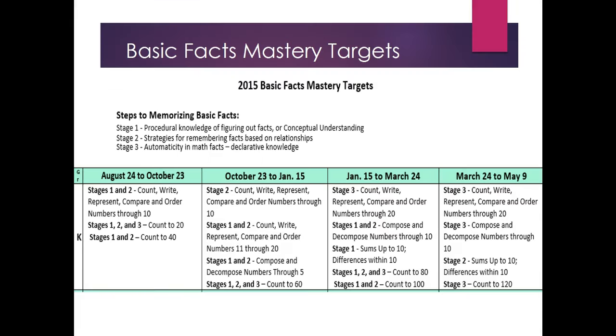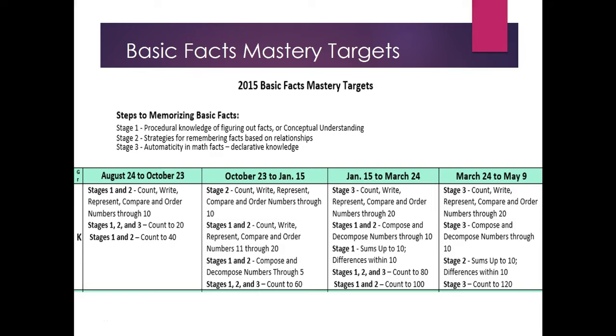For basic facts mastery targets, this first couple of 9 weeks, we are going to make sure the kids are able to count, write, represent, and compare and order numbers through 10. And we're doing that for stages 1 and 2. And then stages 1, 2, and 3, counting to 20, 3 being mastery, and then stages 1 and 2, counting to 40.